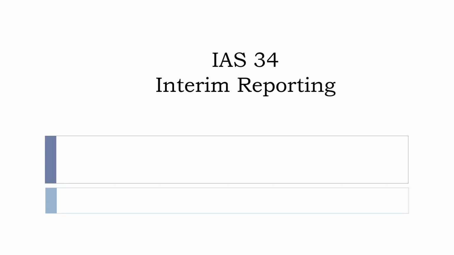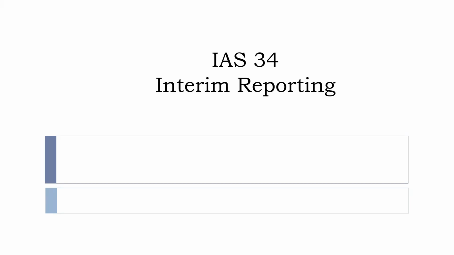Now IS-34 is introduced by ISB for entities or jurisdictions which use interim reporting. They require interim reports to be published quarterly or 6 monthly. So ISB says that if you are publishing your interim reports, you need to refer to IS-34 interim reporting.